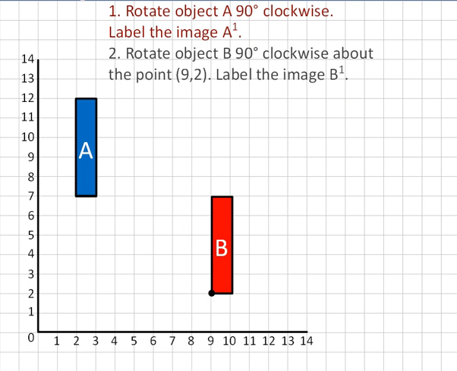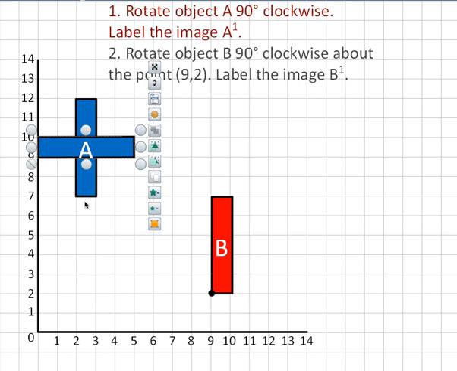Okay, here we've got two examples. Rotate object A 90 degrees clockwise, label the image A1, and then rotate object B 90 degrees clockwise about the point 9,2, label the image B1. So there's not much different about those two instructions. We're rotating shapes that are both rectangles, they're both congruent shapes, so they're both the same shape and the same size. We're rotating both of them 90 degrees and both of them clockwise. So the only difference is that we're using a centre of rotation to rotate object B, and we'll see the difference that that makes.